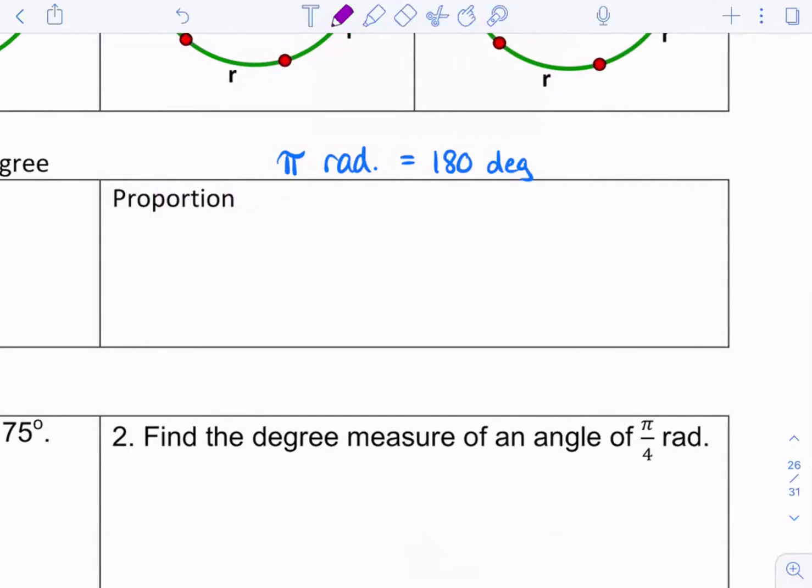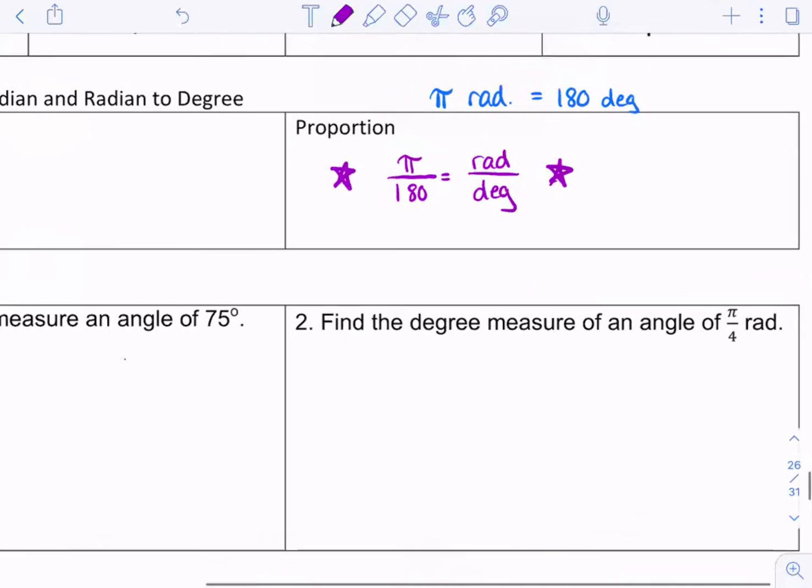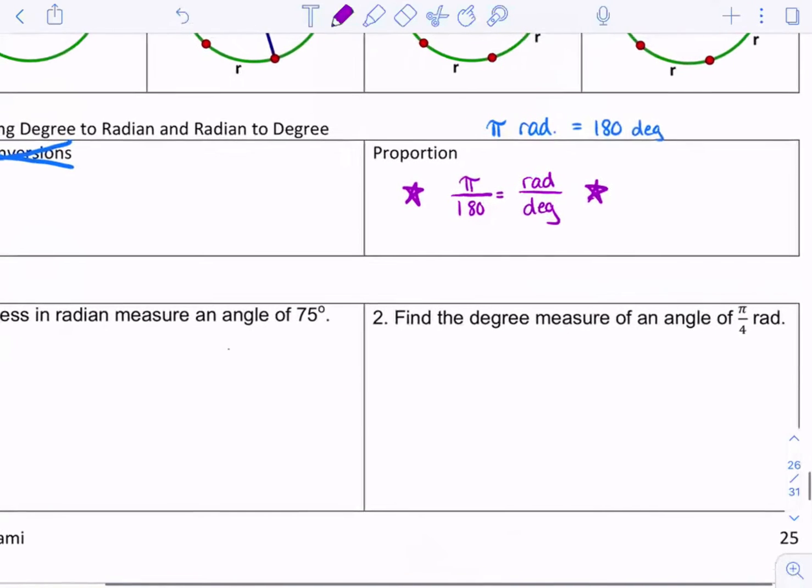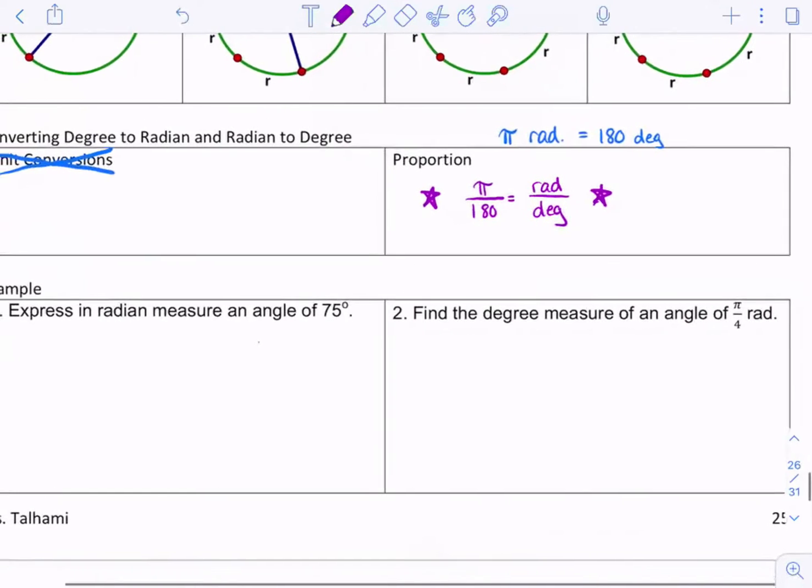Every time we convert from radians to degrees or degrees to radians, you're going to write pi over 180 equals radian over degree. Please stop and write this down. This is very important. This is the proportion you will be using to do today's lesson. Pi over 180 equals radian over degree. The more times you write that, the more it will stay in your memory.